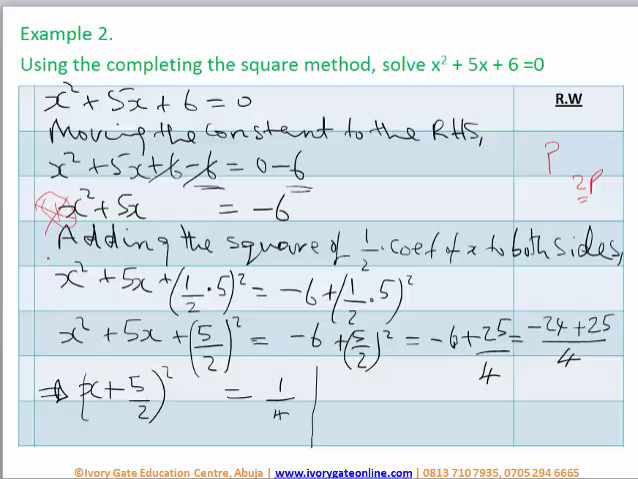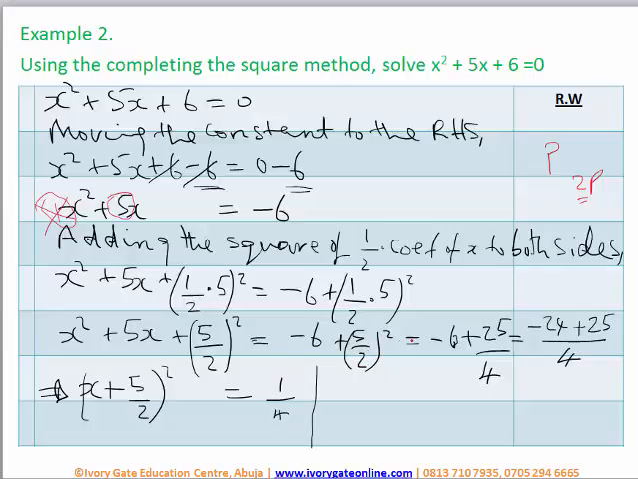Okay, then the next thing we do is add the square of half the coefficient of x to both sides. The coefficient of x is 5. Then half of it is 1 over 2 times 5, which is 5 over 2. Then we take the things in the bracket: x plus 5 over 2 all squared is equal to minus 6 plus 5 over 2 all squared.